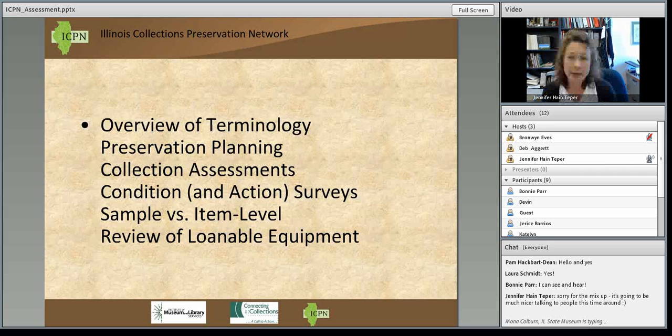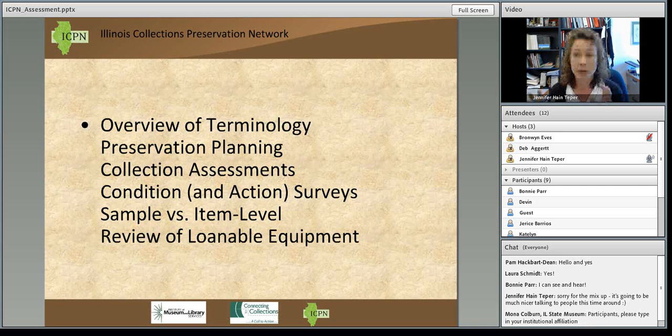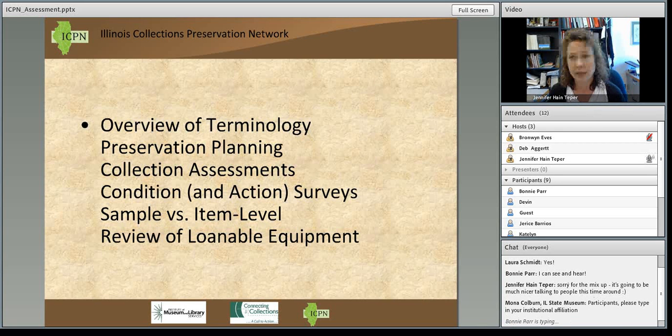So what I'm going to try to cover today is a basic overview of some of the terminology that I'll be talking about, just to set the stage. Then a bit about preservation planning and how assessments fit into the preservation planning process. I'll spend the brunt of this presentation on collection assessments and what they typically involve, and some resources for learning more about assessments and assessment programs. I'll also talk a bit about surveys, both the differences between a condition and an action survey, and how different approaches to surveys are sample versus item level.